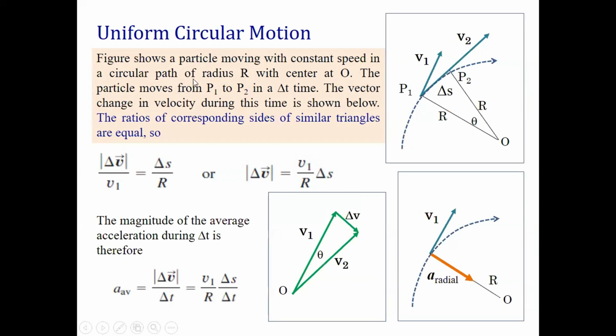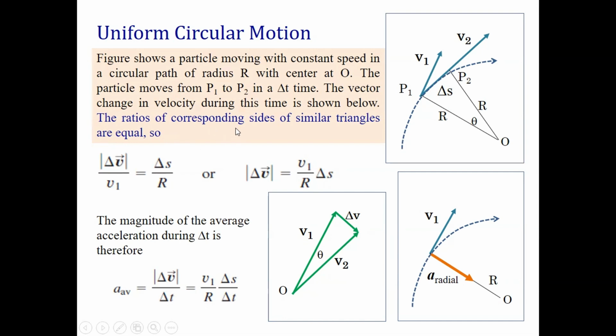For a uniform circular motion, this figure is showing a particle moving with a constant speed in a circular path of radius r with the center O. The particle is moving from position P1 to position P2 in delta t time. The velocity vector is changing during this time as shown below. The vector is v1, and then there is a vector v2, and there is delta v, the change in the velocity.